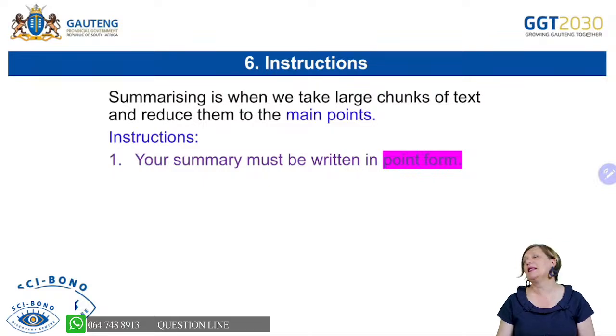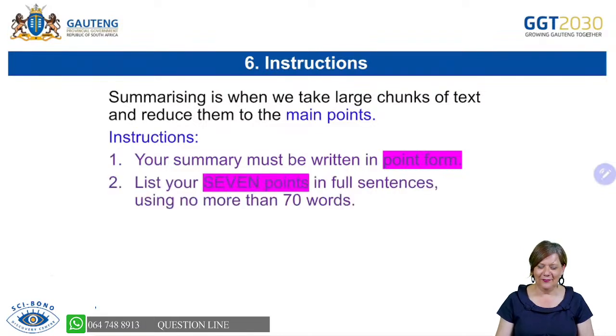Your summary must be written in point form. That means not a paragraph. Home languages do paragraphs. We in English do point form. The second instruction reads, list your 7 points in full sentences using no more than 70 words. So we're looking for 7 facts. Full sentences, which means every sentence must have a verb.